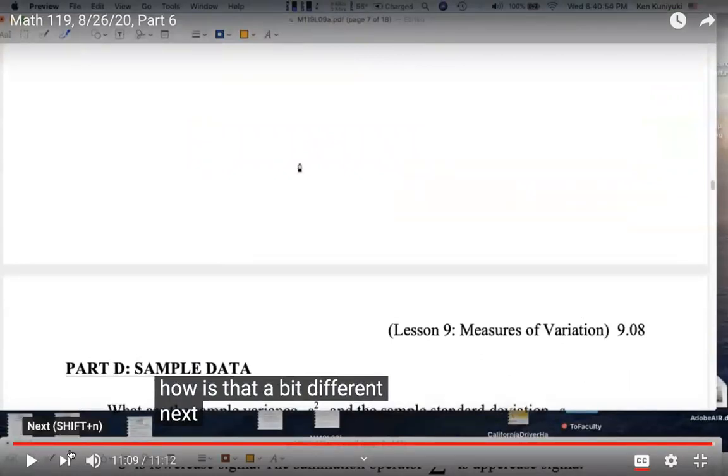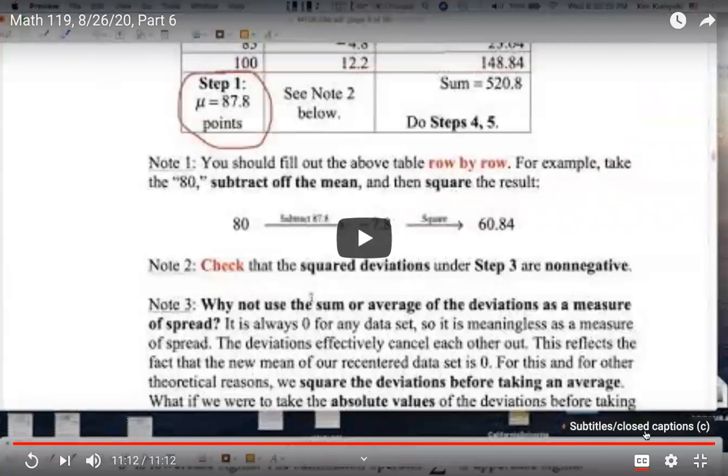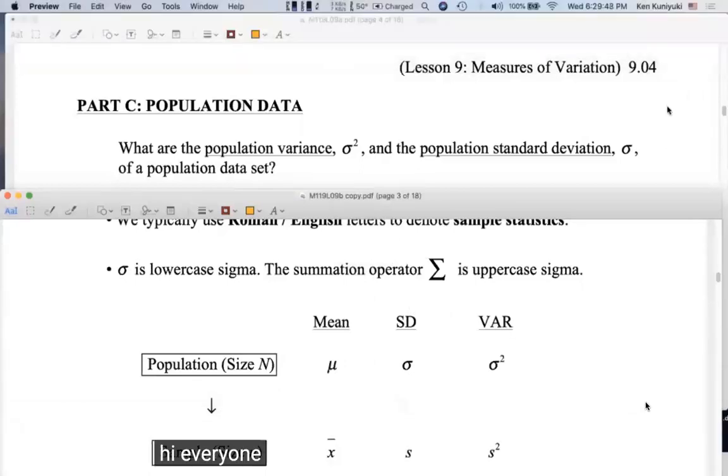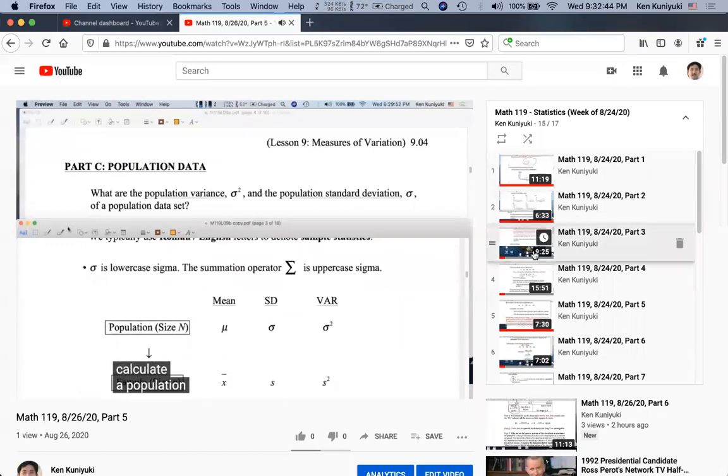Just a few more minutes. Sample data. All right. Whoops.